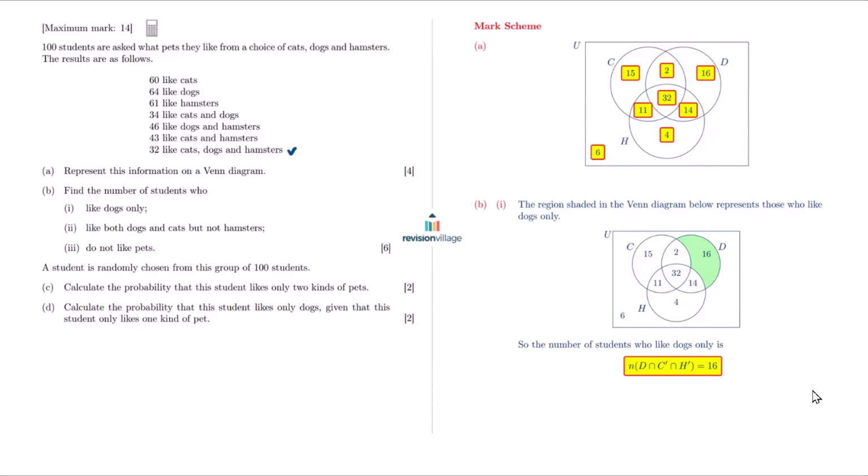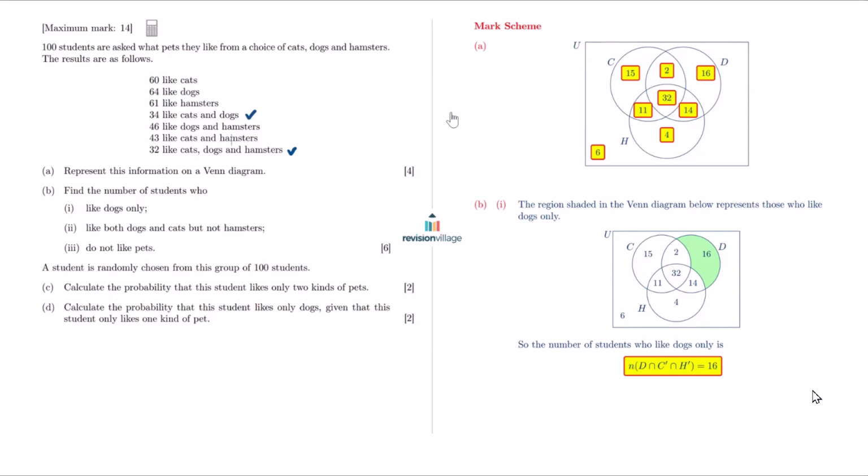Let's now work through the pieces of information that involve 2 pets. So I'll start with this one here, 34 like cats and dogs. Well, cats and dogs is this region here. All the numbers within this region need to add up to 34. Now, we already have 32 in this middle intersection, so therefore this remaining number here has to be 2, because 2 plus 32 is 34. So that is that piece of information complete.